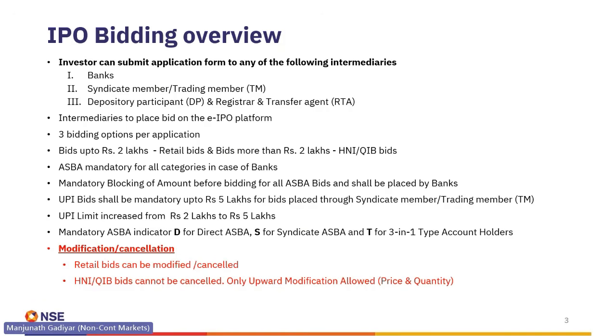Once a bid is placed for a transaction of more than 2 lakh in case of HNI and QIB, that cannot be cancelled. There can only be upward modification. And for the benefit of retail, SEBI has allowed that if a retail investor places a bid, he can always cancel his bid or do an upward or a downward modification. But the bid amount should be less than 2 lakhs. That is the definition of a retail bid.